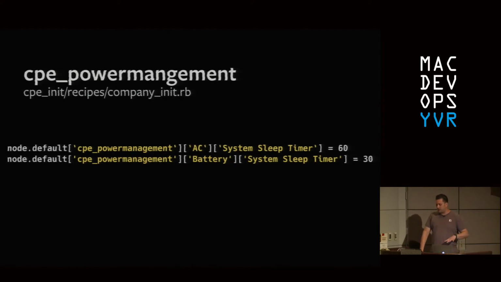So we can manage things both while on AC or on battery. And you can see from left to right, it's power management and then AC. So anything within the AC key applies to that state. So we have a system sleep timer of 60 seconds while plugged in, and we have a system sleep timer of 30 seconds while on battery. That way we don't drain the battery quite as much.